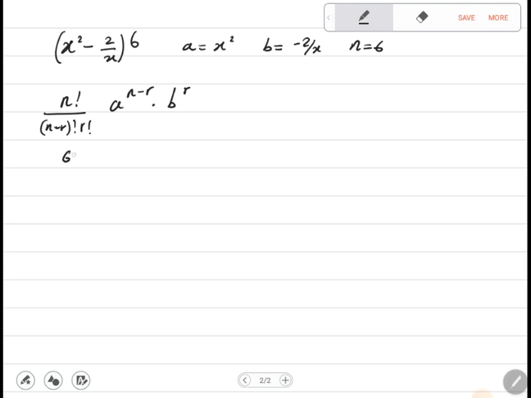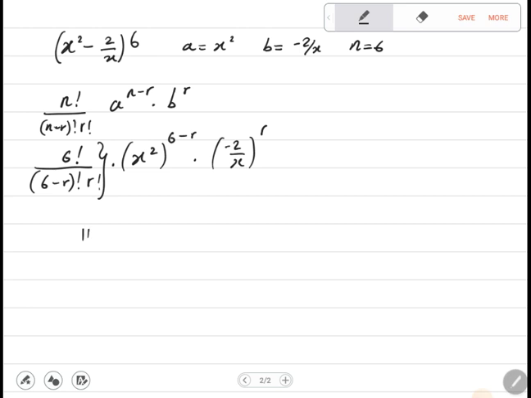n is 6, so 6 factorial over 6 minus r factorial, then r factorial. We multiply by a, which is x squared, so it will be x squared to the power 6 minus r. Multiply by b, which is negative 2 over x, to the power r. This part will be kept as usual because we are still evaluating what is on the right side. So I'll use the same one.